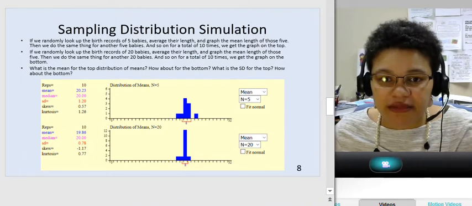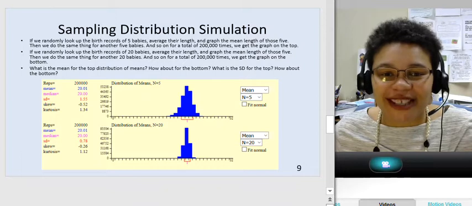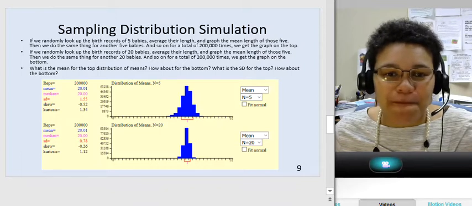And look at the shape. Look how the shape is changing.